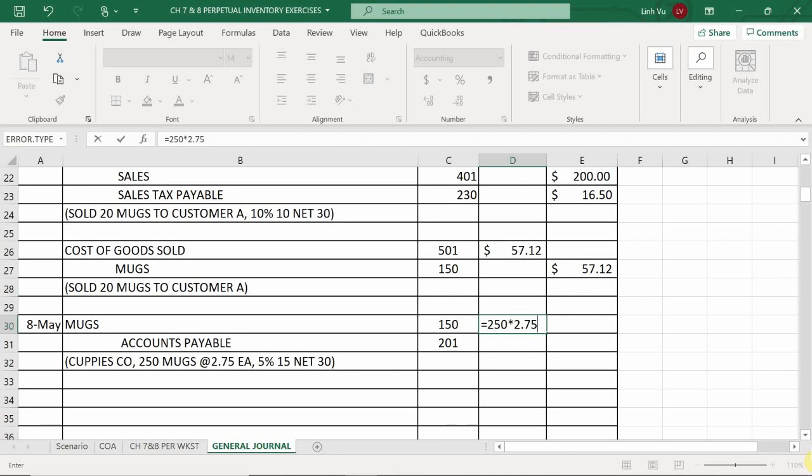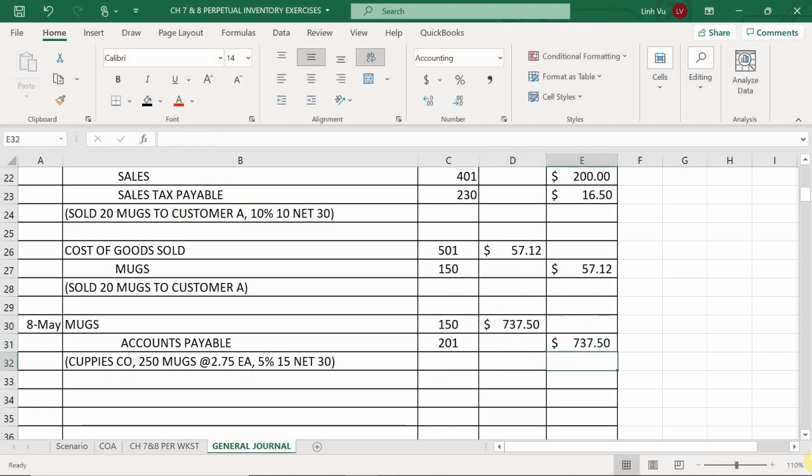It's $687.50 plus $50 for the freight, $737.50. That is what you owe in grand total.